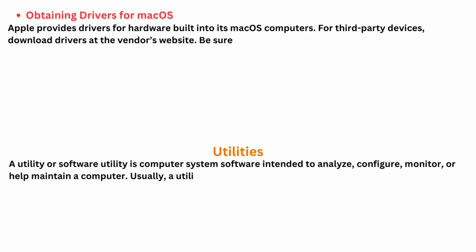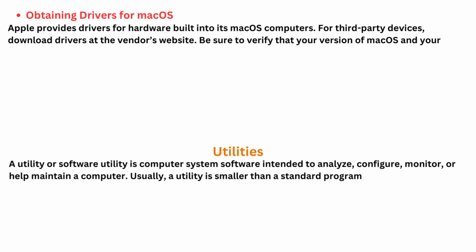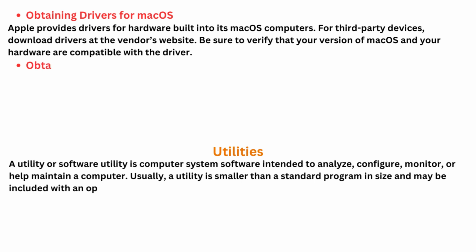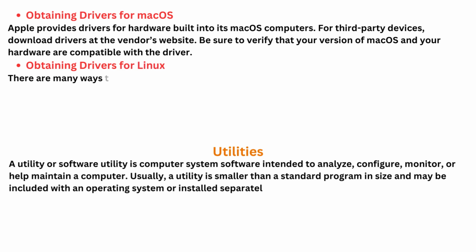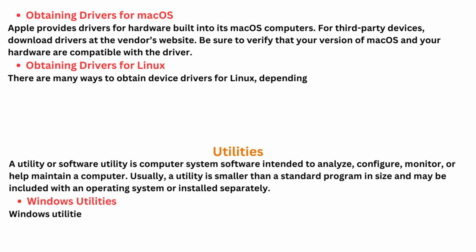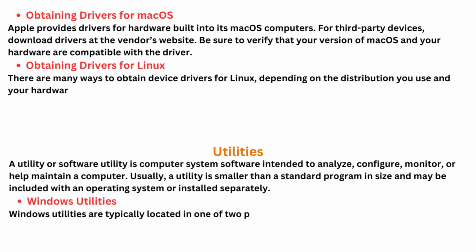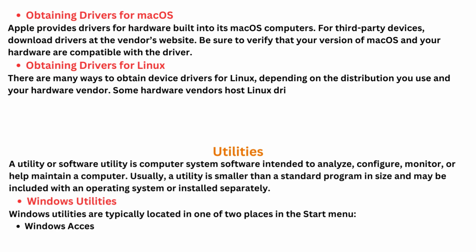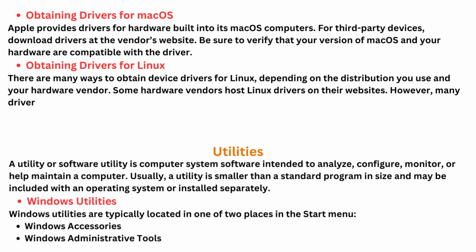Obtaining drivers for Linux. There are many ways to obtain device drivers for Linux, depending on the distribution you use and your hardware vendor. Some hardware vendors host Linux drivers on their websites. However, many drivers, particularly for printers, are available as Linux packages that are available through a distribution's package manager. To locate a package that contains a driver in Debian-based distributions such as Ubuntu, open a terminal session and use this command: sudo apt-cache search driver name.